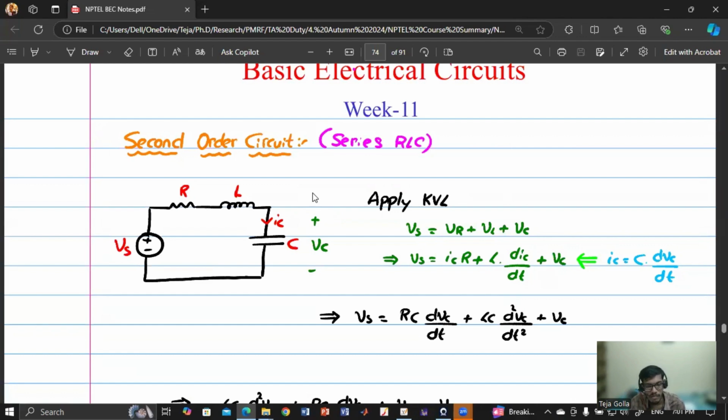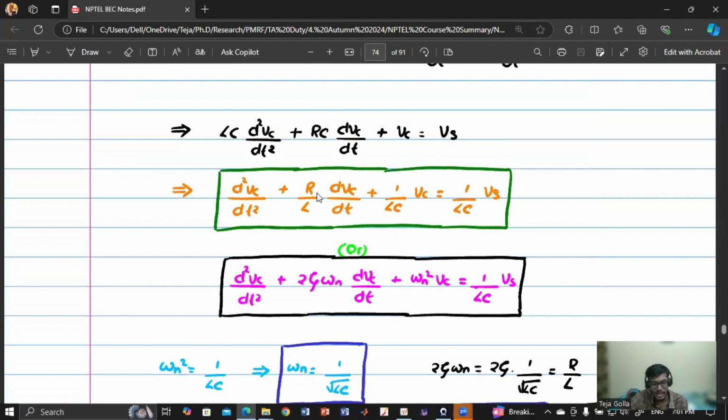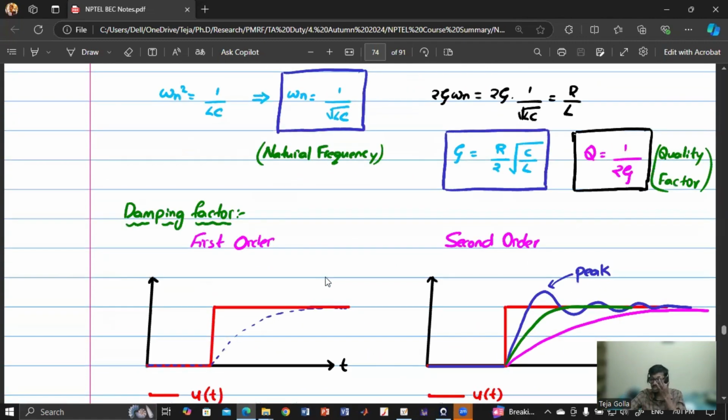In week 11, we discussed the second order circuit, series RLC as well as parallel RLC. In this week, we first obtained the differential equation, and then we generalized it in terms of zeta, omega n and omega n square, and then we saw that for series RLC, zeta is R by 2 into square root of C by L and omega n is 1 by root LC.